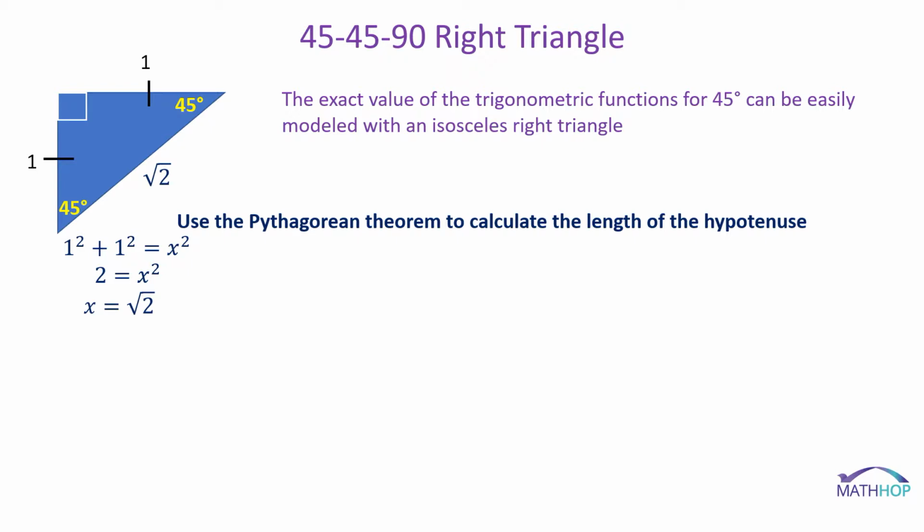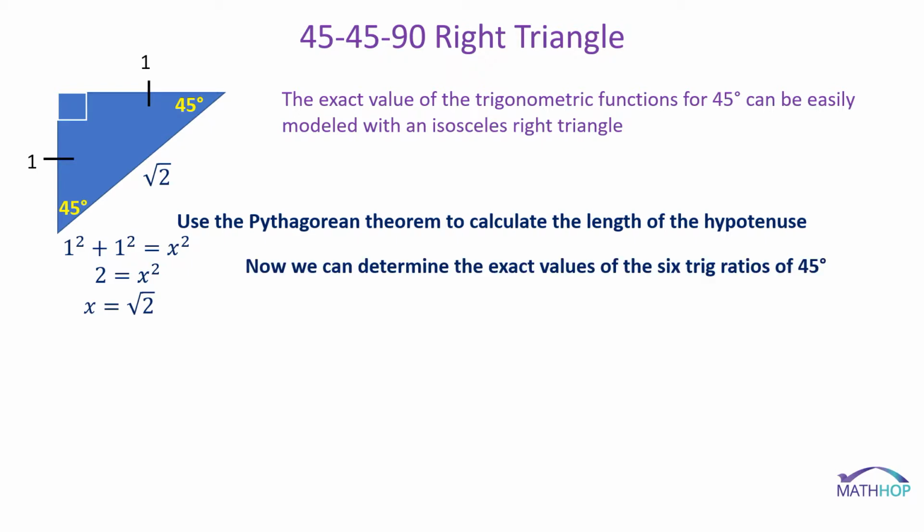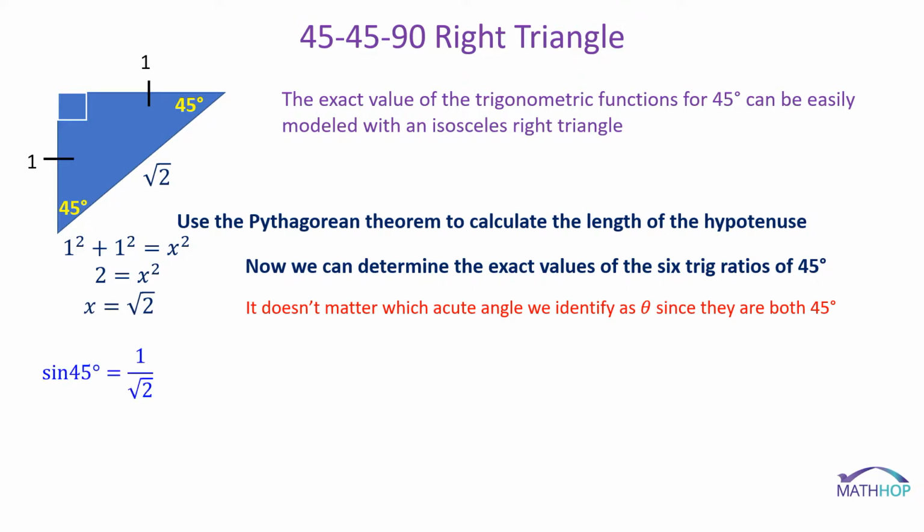All right, now we know all 3 side lengths. We can determine the exact values for the 6 trig ratios of 45 degrees. Usually here I say identify one of your acute angles as theta, but it doesn't matter which one we identify because they're both 45 degrees. So the sine of 45 degrees, we can see opposite over hypotenuse is 1 over rad 2, right? If we're looking at 45 degrees, the opposite side length is 1, and the hypotenuse is rad 2. But we cannot keep rad 2 in the denominator.